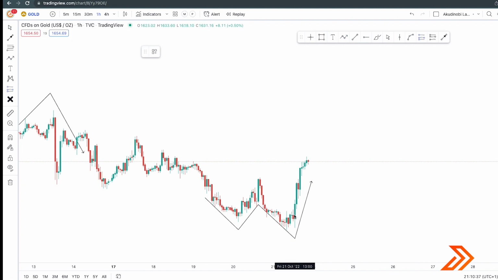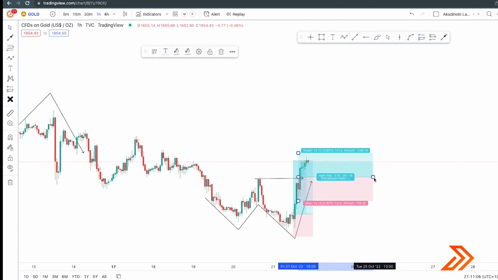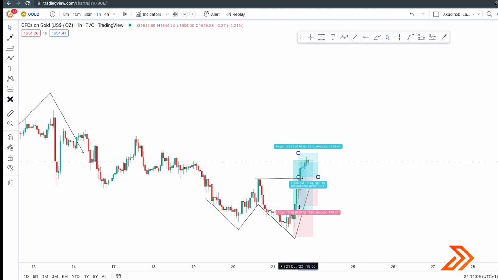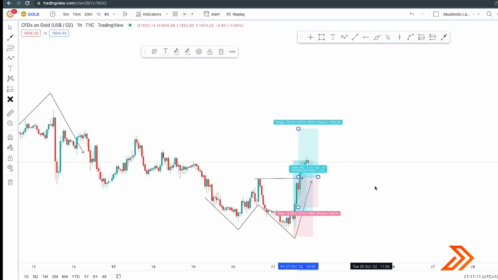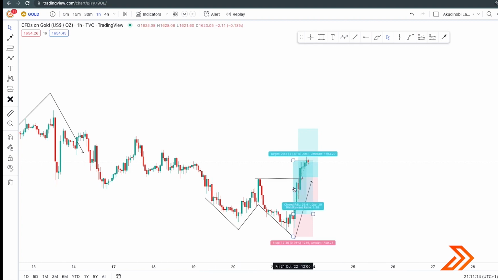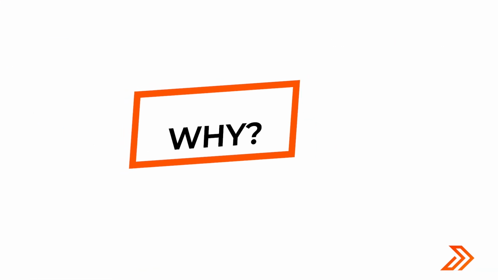So for an aggressive trader, you could look at taking your entries here, and your stops would literally be below this low. But if you're a conservative trader, you would just wait for a break of the neckline. So once this neckline is broken, you could look at taking your entries here if you're looking at going long. So guys, these are the types of the M and the W patterns that we have.